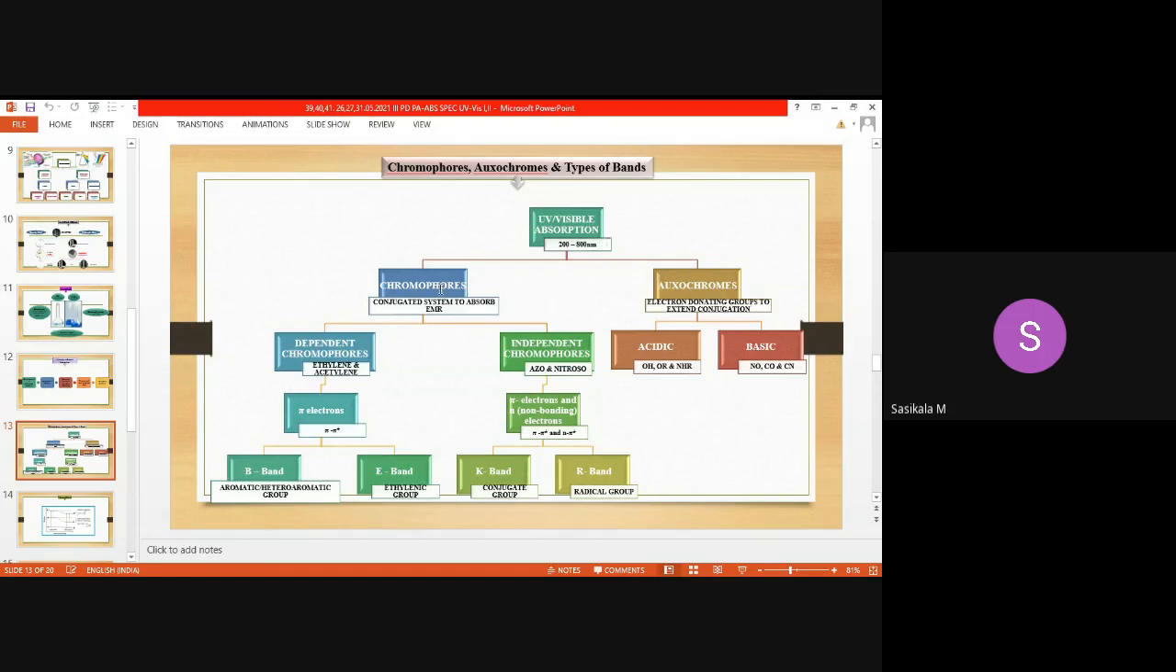So what are chromophores? Chromophores are conjugated systems present in the molecule, whereas auxochromes are electron donating groups present in the molecule. When attached directly to the chromophore, they contribute by extending the conjugation. That means they donate their electrons to the pi bond. The pi bond is already a flexible, very reactive bond, so when electrons are donated, it becomes more flexible and absorbs less energy to move from ground state to excited state.